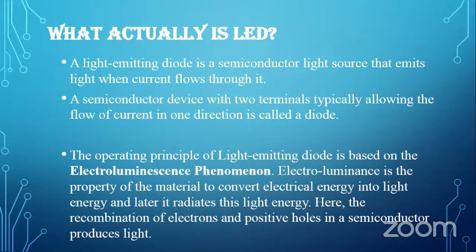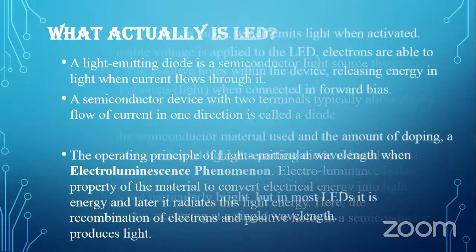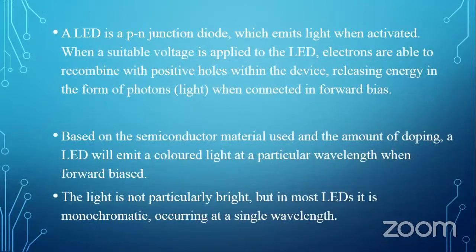Now the question appears, what actually is electroluminescence phenomena? So, electroluminescence is the property of material to convert electrical energy into light energy, and later it radiates the light energy. The recombination of electrons and positive holes in a semiconductor produces light. A LED is a PN junction diode which emits light when activated.